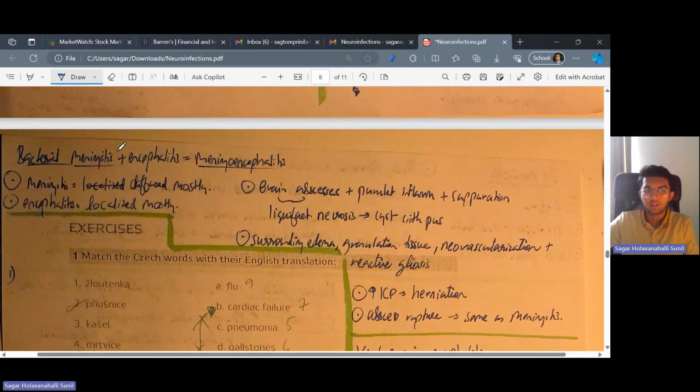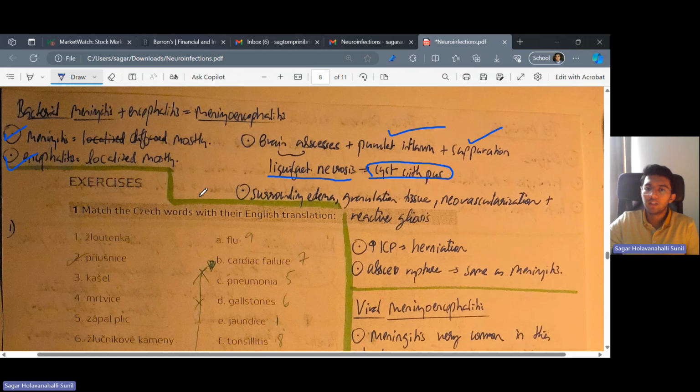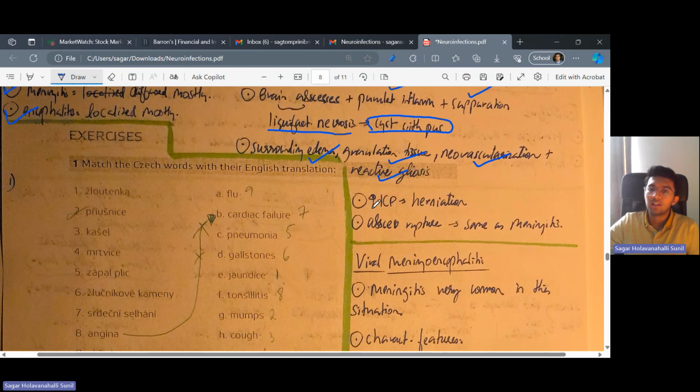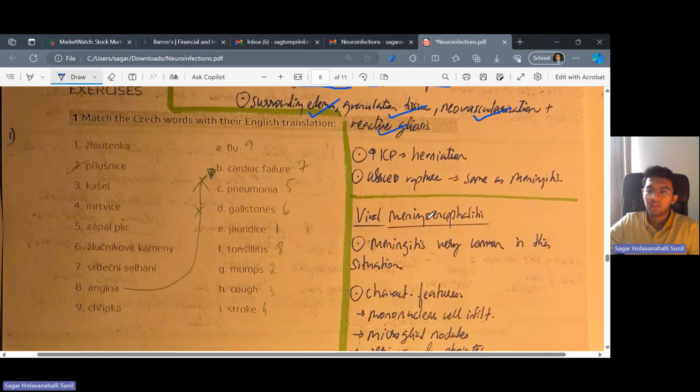So let's go through it. When you talk about the encephalitis part of this, mention all the signs and symptoms of meningitis. Then you come to encephalitis. Bacterial encephalitis is usually localized. There's usually liquefactive necrosis at the site of infection. So a cyst is created, a cavity, and in that there'll obviously be pus because it's a bacterial infection. So you have a cyst with pus, liquefactive necrosis, suppuration, purulent inflammation, which are main parts of bacterial infection. Then surrounding it, you'll have edema, granulation tissue, new vascularization, and reactive gliosis. Four points to consider. Other than this, typical increased ICP. If there's an abscess rupture, it's just a complication. That's it, done.